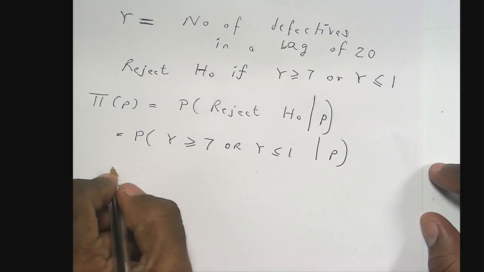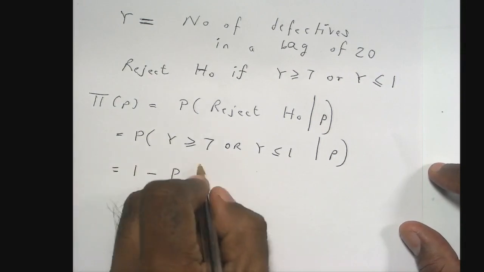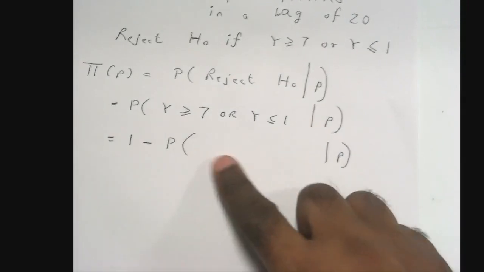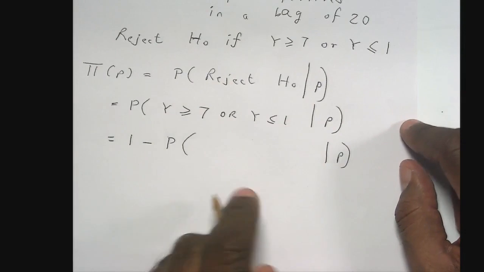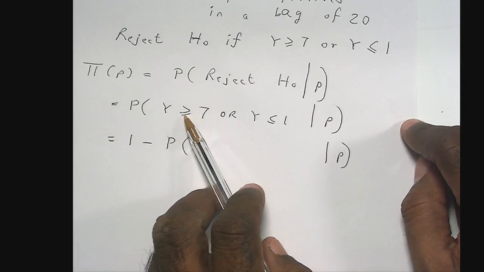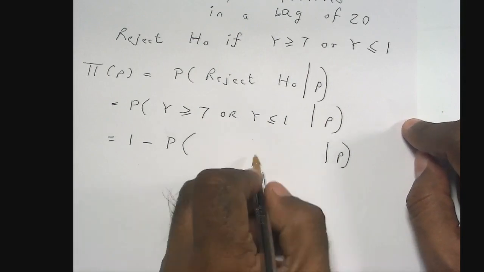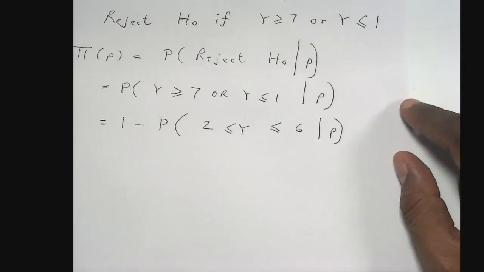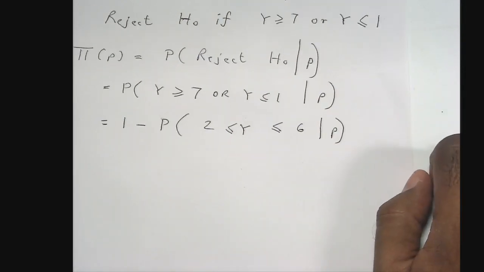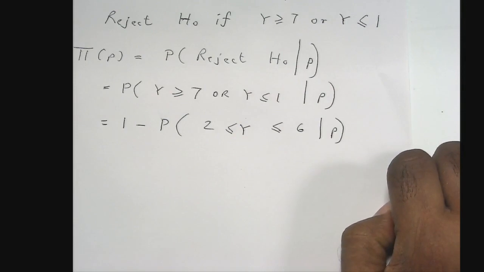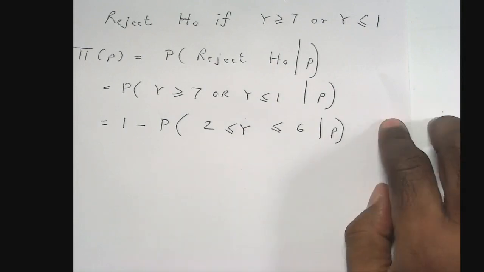So I'm going to use the complement rule. By the complement rule, this probability is 1 minus the probability of the opposite of this event. Can you tell me what's the opposite of this event? That y is greater than or equal to 7 or less than or equal to 1 means that y is between 2 and 6. You guys follow me? The opposite of this event is y between 2 and 6 inclusive.